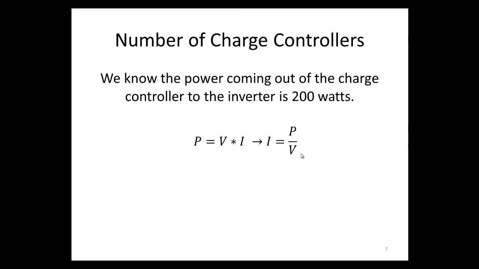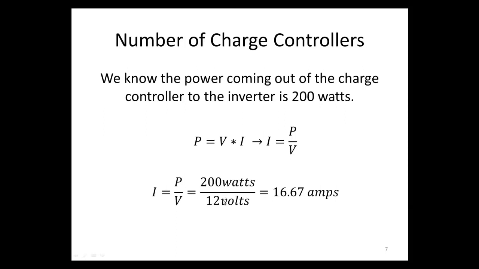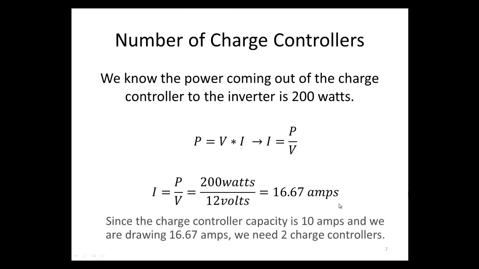So if we remember that power equals voltage times amperage, we can again rearrange the equation for the unknown. That amperage equals power over voltage. And the power is 200 watts, and the voltage is 12 volts. So the amperage is 16.67 amps, coming from the charge controller and going to the inverter. Since our rating is 10 amps, and we're drawing 16.67, we need two charge controllers, because then our rating will be 20 amps for those two charge controllers.